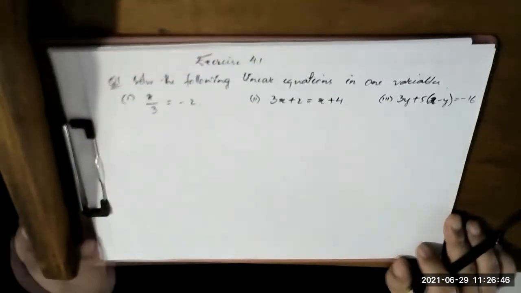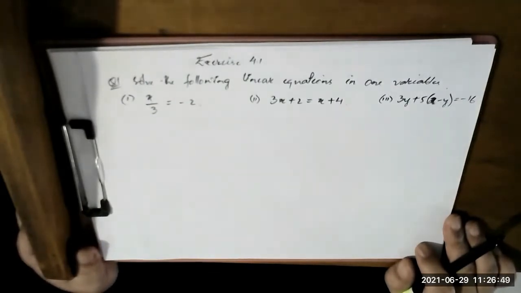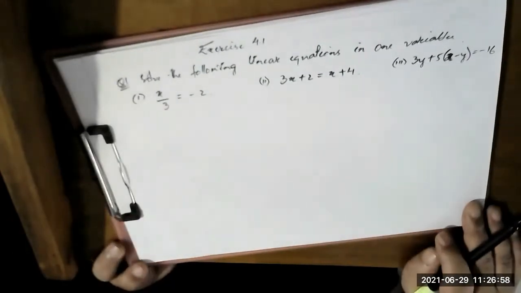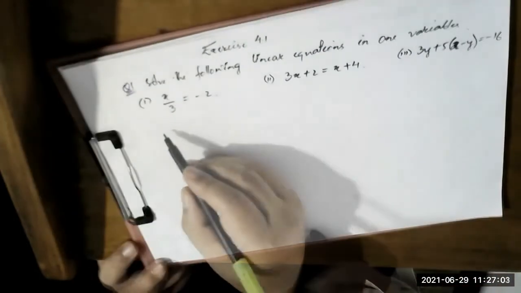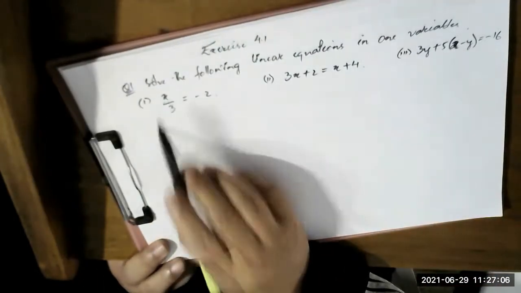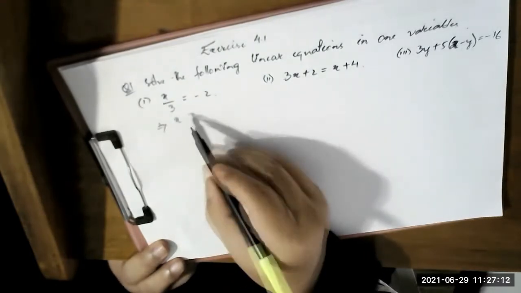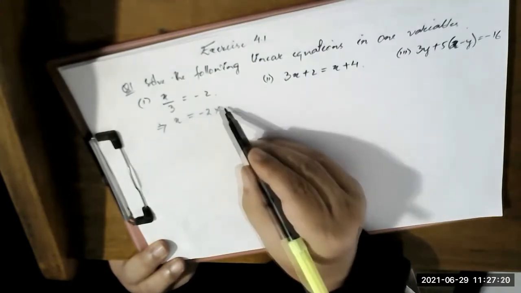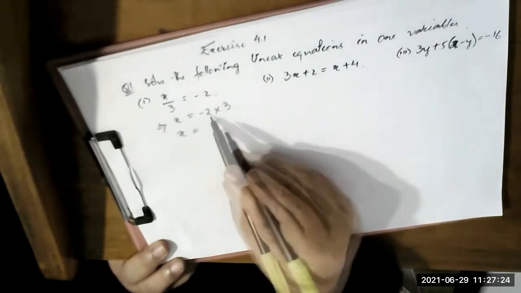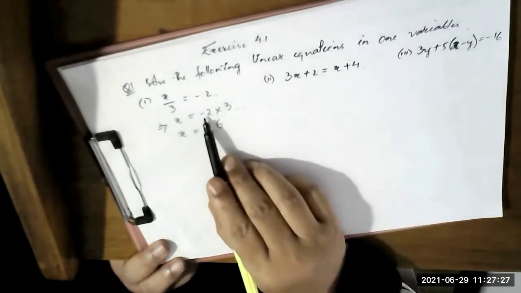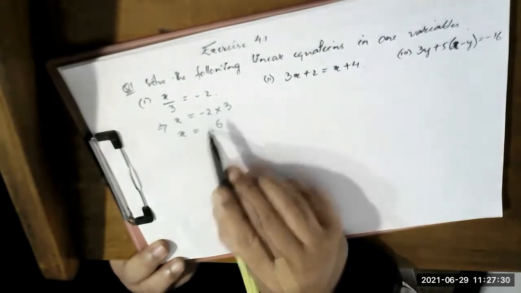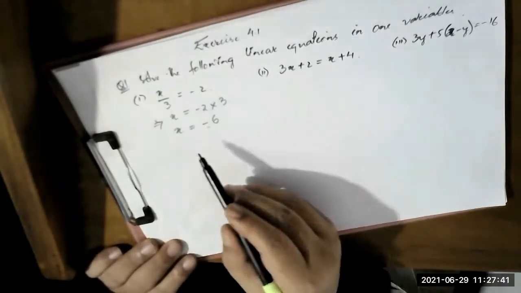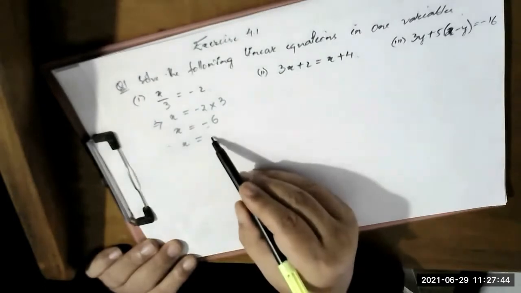The question says: solve the following linear equations in one variable. Firstly, let's do this one. The first question is x/3 = -2. To solve this, we need to find the value of x. This implies x = -2 into 3, since the 3 is transposed. 2 times 3 is 6, and with the negative sign, minus times plus is minus. So the variable is x, therefore x = -6.